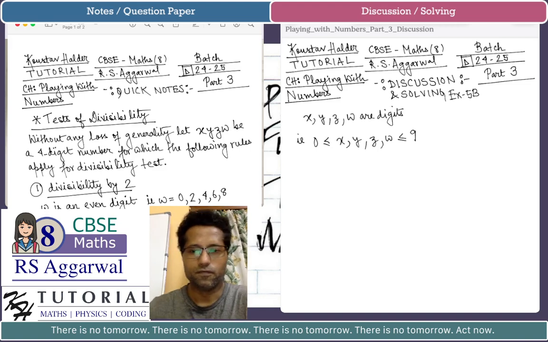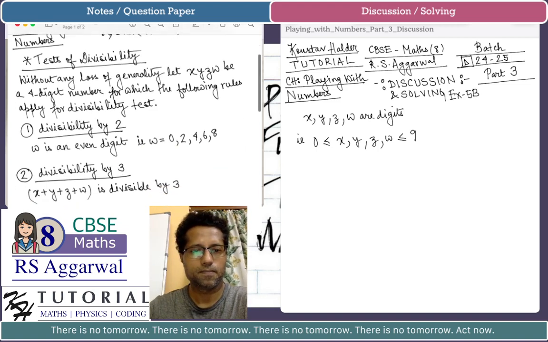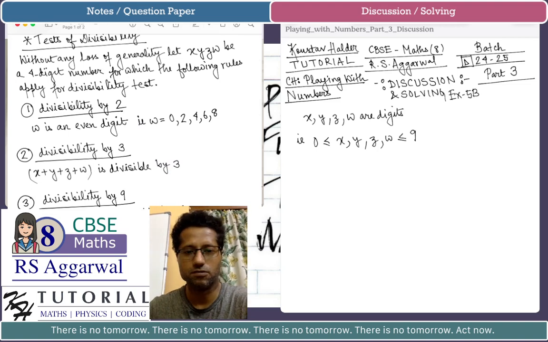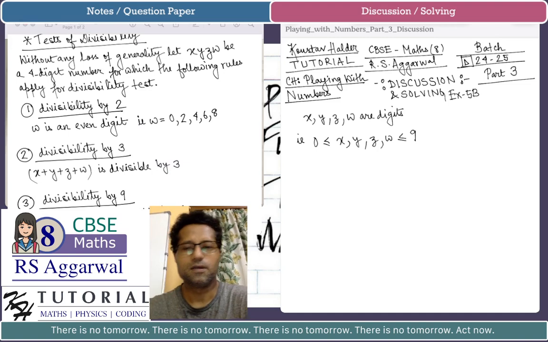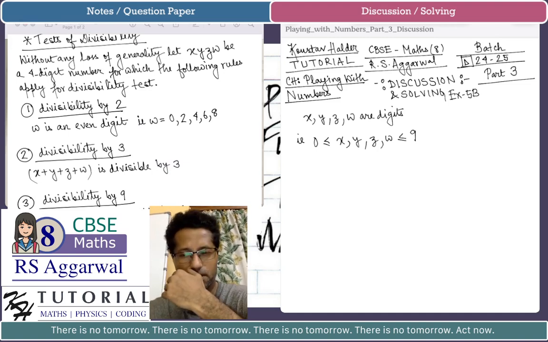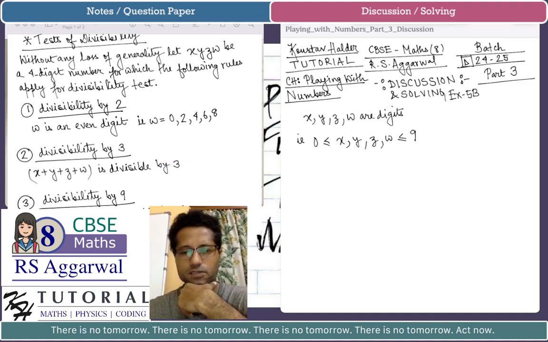Okay, so first one is, let me quickly check if everything is visible or not. Okay, so these are the rules that apply for a given number. Let's say we are considering a 4-digit number XYZW. Whether this number will be divisible by the numbers 2 to 11.